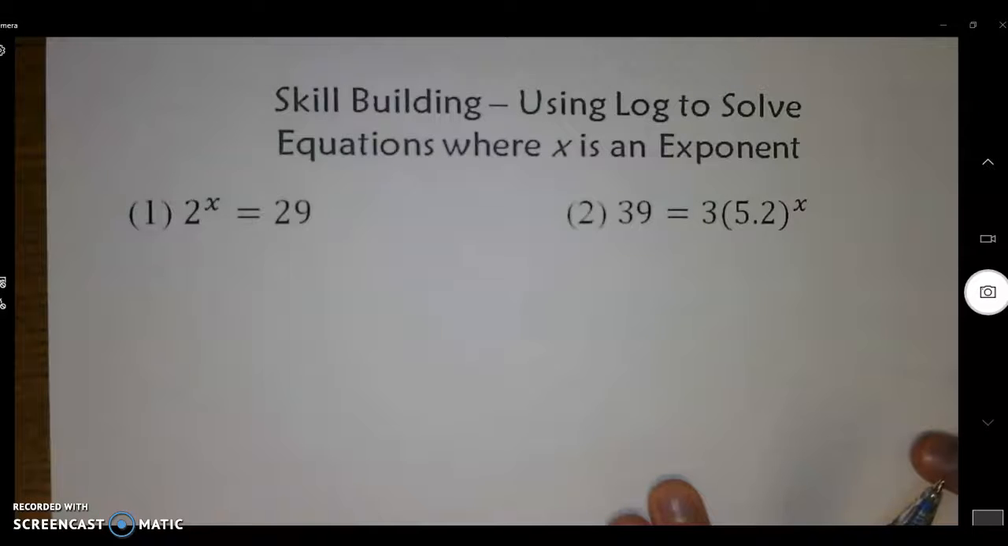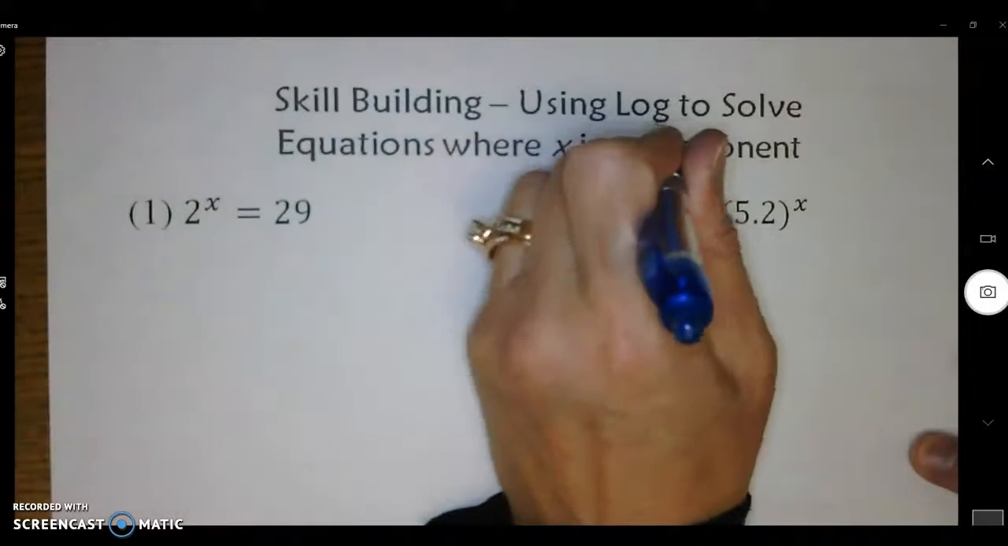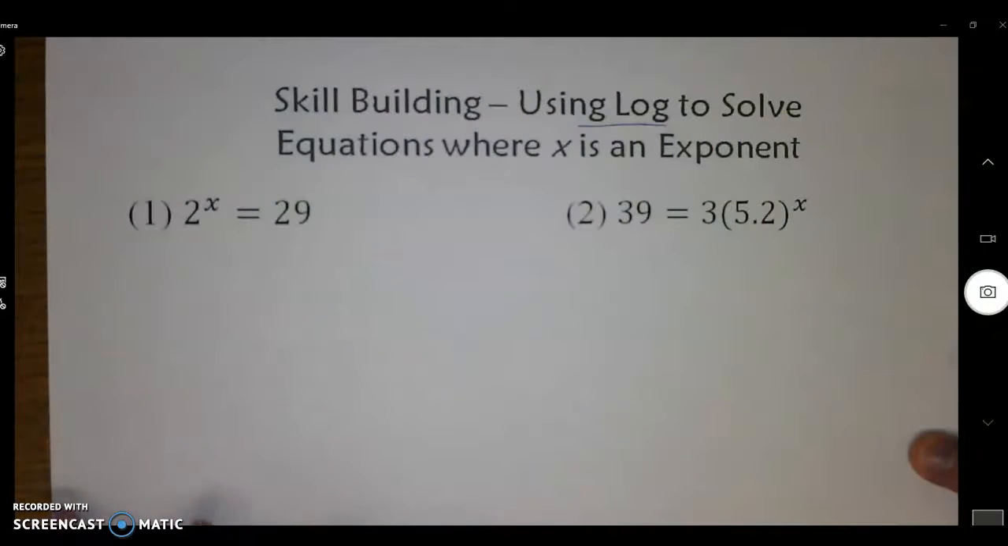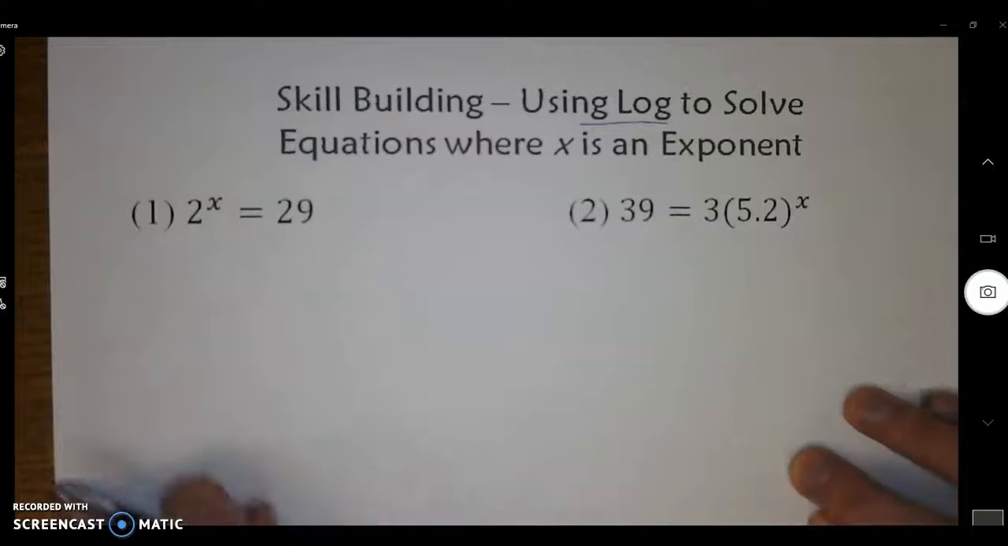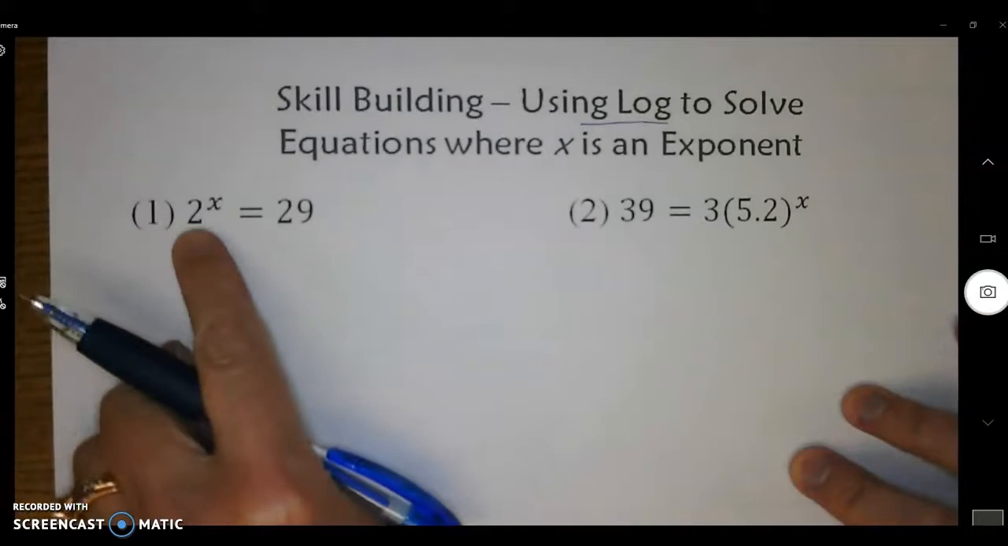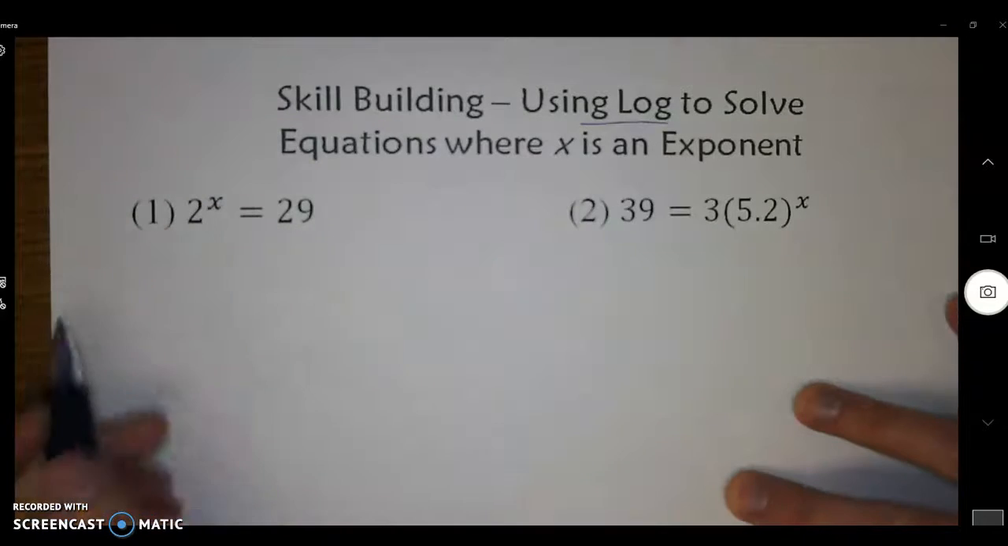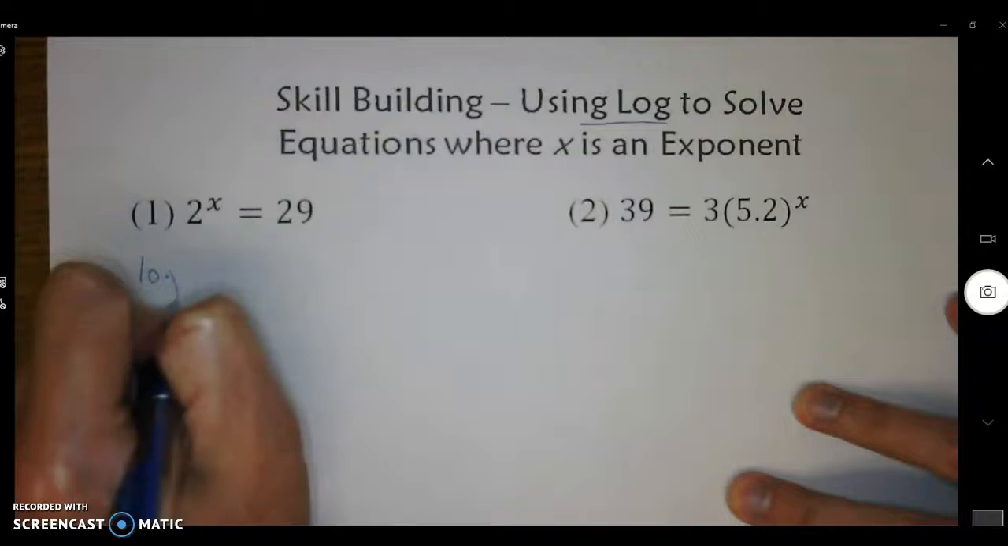Hello, today we're going to be using log to solve equations where x is an exponent. So the hint right here is using log. And whatever I do to one side, I'm going to do to the other side. So problem number 1, 2 to the x equals 29. I'm going to log both sides.